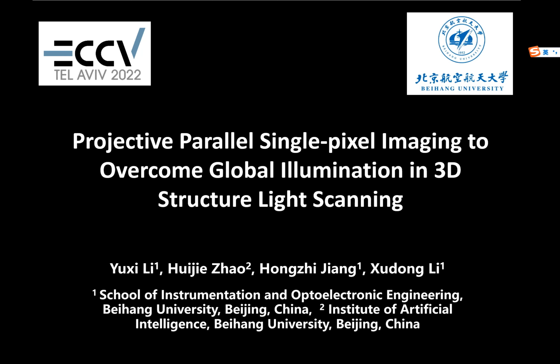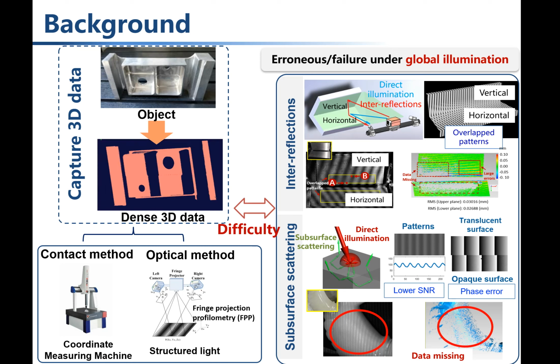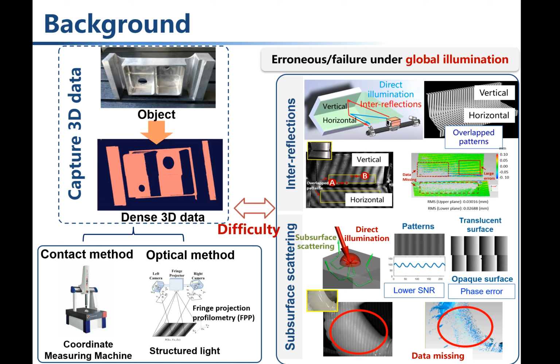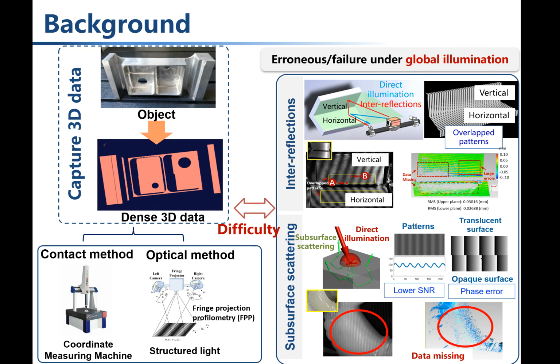Hi, I'm UC Lee. In this video, we introduce projective parallel single-pixel imaging, which is a photography method to overcome global illumination in 3D reconstruction. For obtaining 3D data, fringe projection profilometry, which is referred to as FPP, is a typical structured light method.